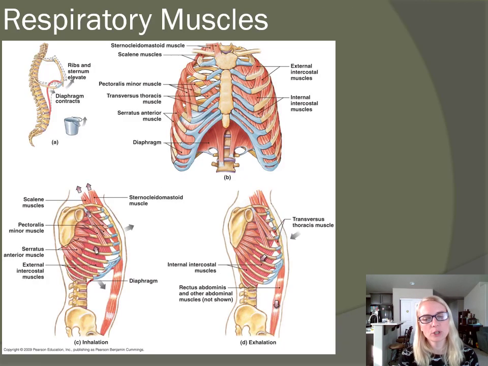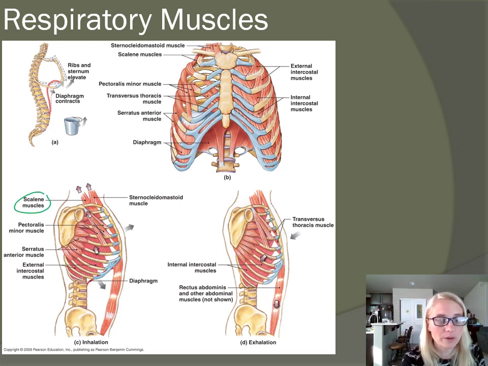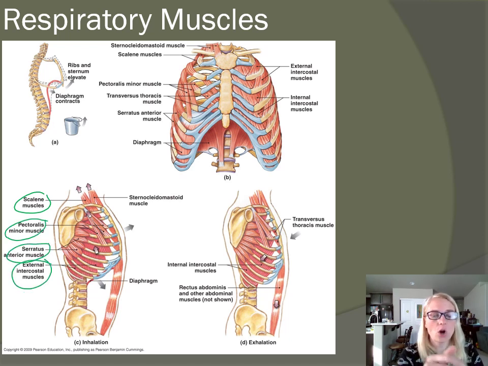Okay, so here's just a picture showing some of those accessory muscles. The diaphragm is our primary muscle for changing the size of your thoracic cavity, your inhalation and exhalation. It's your major muscle, working all the time. We have some accessory muscles for inhalation and exhalation. Some of our accessory muscles for inhalation, anything that's going to pull those ribs up, are the scalenes, pectoralis minor, serratus anterior, and external intercostals. All of these are going to be working to pull up and out on our thoracic cavity, increasing the volume, decreasing the pressure, causing air to go into our thoracic cavity.